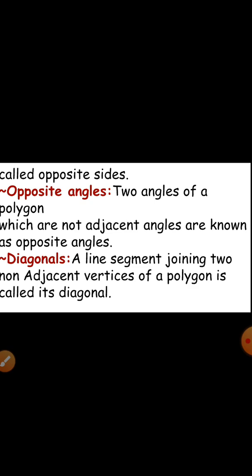And the next one is diagonals. A line segment joining two non-adjacent vertices of a polygon is called its diagonal.